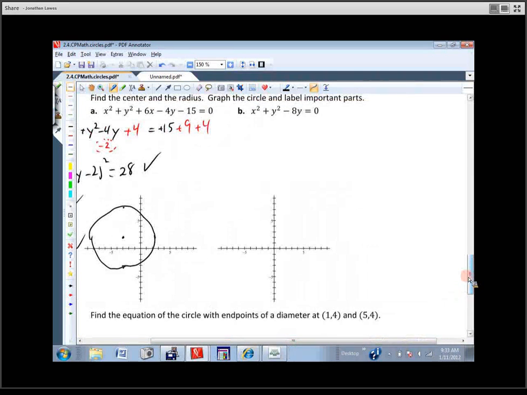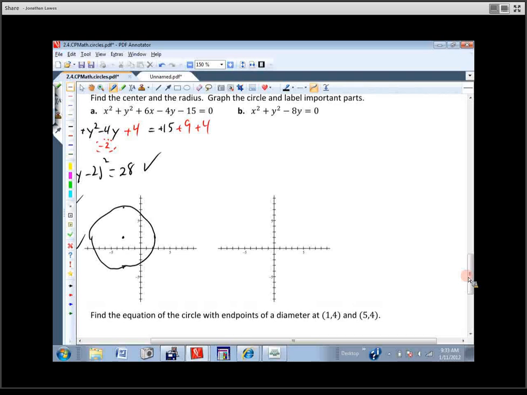Sometimes people get tripped up by these. This is actually quite a bit easier. Do I have any perfect squares with either x or y? I do. If I collect the x's together, all there is is an x squared. If I collect the y's together, I really haven't changed much, but I don't have a perfect square with y. I still need to make that.